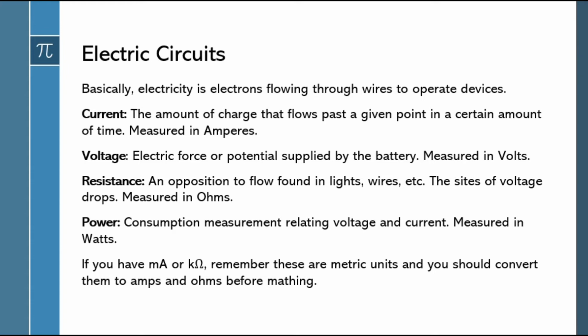So current, we're going to represent that with the variable I. So I is always current, and it's always measured in amperes. When we're calculating current or thinking about the concept of current, it's just charge flowing past a point in a certain amount of time. Voltage, V or E, is our electric force, the potential. So this is what our battery gives us, and it drops everywhere throughout a circuit. It gets back to 0 volts by the time you return to the battery.